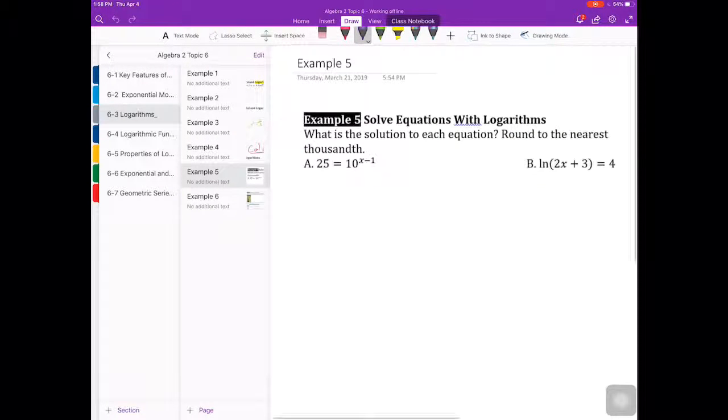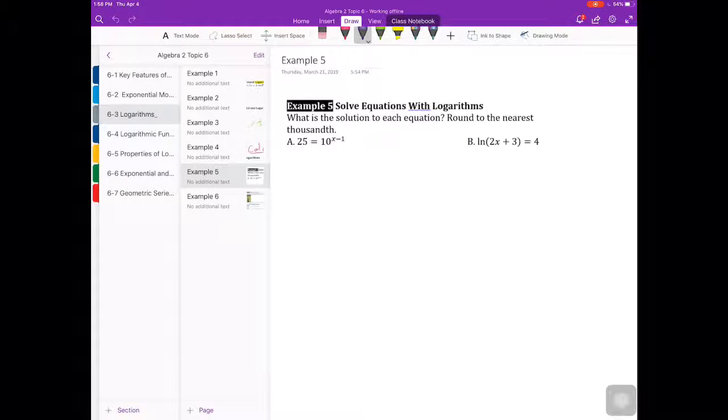All right, example 5. Now we're going to solve equations. So we need to look at what these look like. So here, 10 is our base. So that means that we're going to use our common log, log base 10. It's equal to 25. So log base 10 of 25 equals x minus 1. So then we're going to have log of 25 plus 1 equals x. And again, we just throw that in a calculator. Don't you love these? I love it when we can do stuff in a calculator.